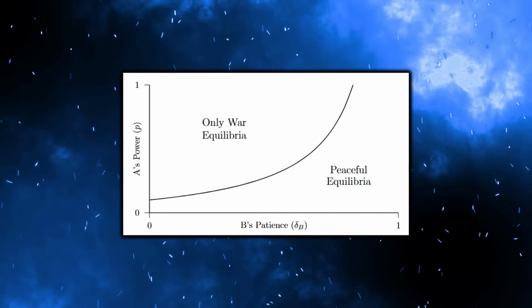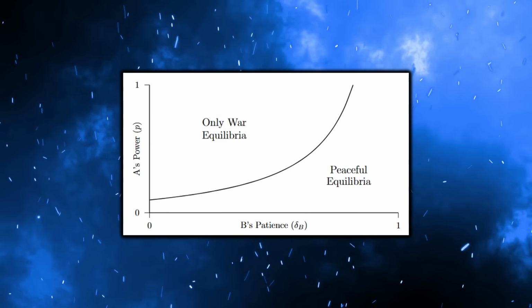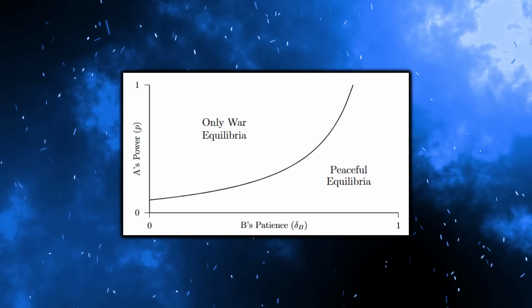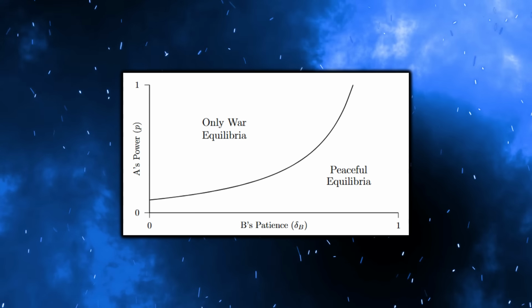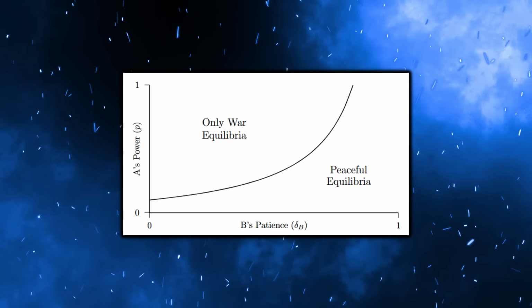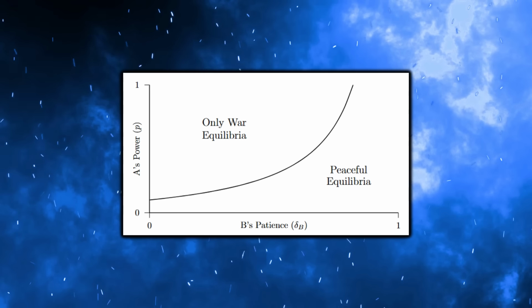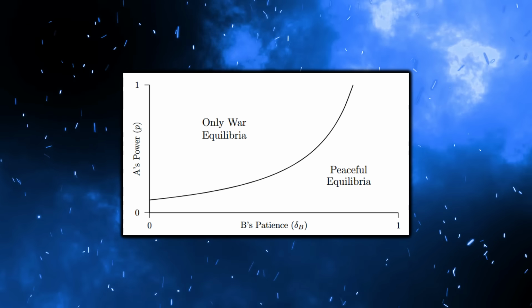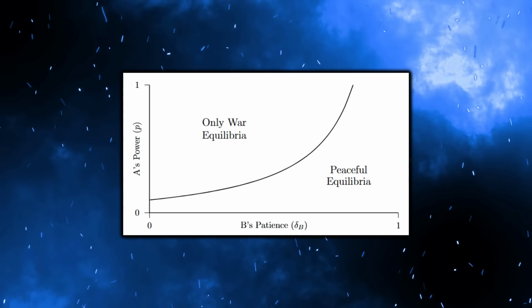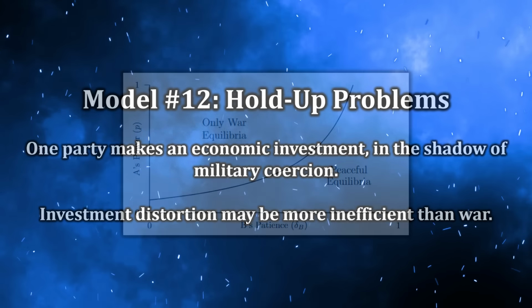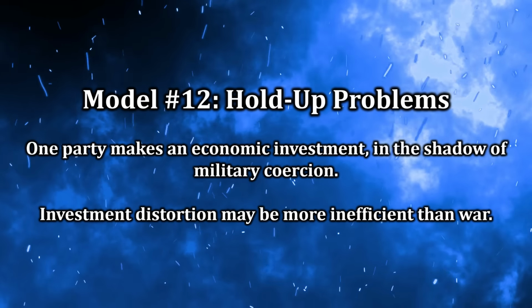However, deals fail when the potential cheater is impatient and the opponent is relatively strong. The cheater's impatience means that it must receive a large share of the deal to be satisfied. But the opponent's strength means that the opponent must also receive a large share of the deal to be satisfied, leaving an insufficient amount of the good to go around. Model number 12. Hold-up problems.